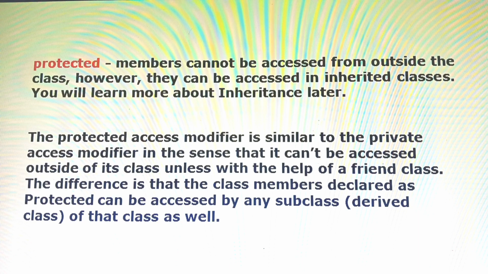The difference between private and protected is that class members declared as protected can be accessed by any subclass, that is, derived classes. Subclasses of that class, the derived classes, can access them.